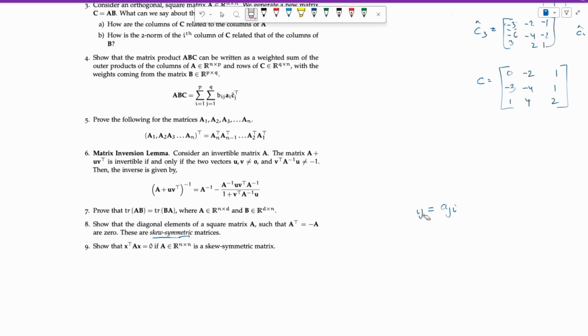So if those are skew symmetric matrices, this problem says that for skew symmetric matrices, the diagonal elements have to be zero. Question is why? If A transpose equals minus A. Yes. When you take the transpose operation of a square matrix, the diagonal elements will not change positions. The diagonal elements will all be where they were before. Okay? So let's do an example.